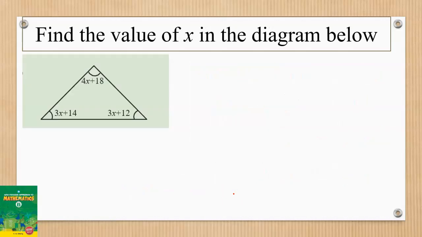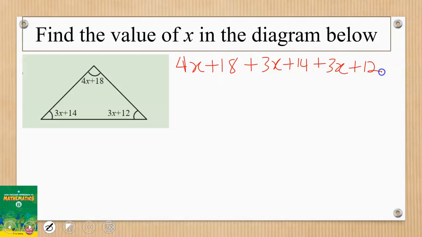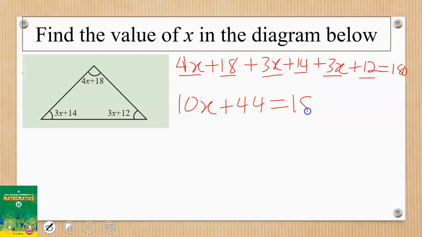Here we have these three interior angles, and we want to find the value of x. Once again, we have 4x plus 18, plus 3x plus 14, plus 3x plus 12, and all should give us 180. Now 4x plus 3x will give us 7x, plus 3x will give us 10x. Then 18 plus 14 will give us 32, and 32 plus 12 will give us 44. So 10x plus 44 equals 180.